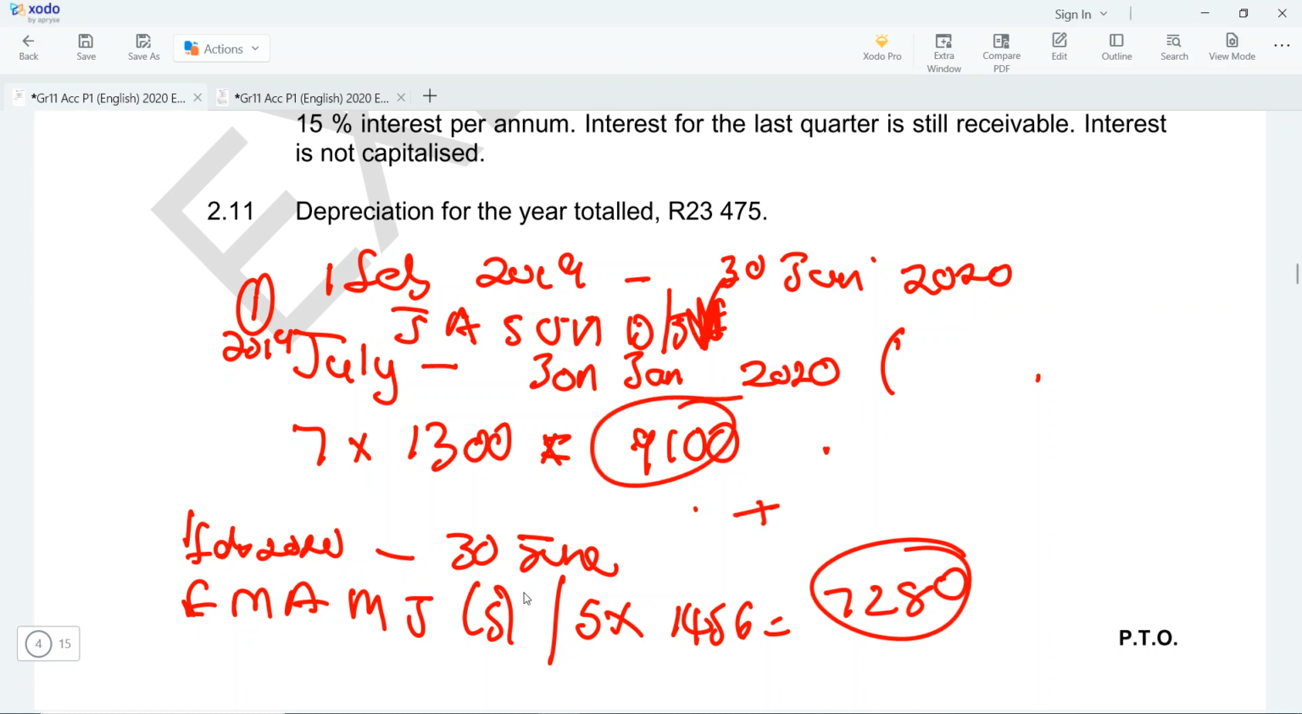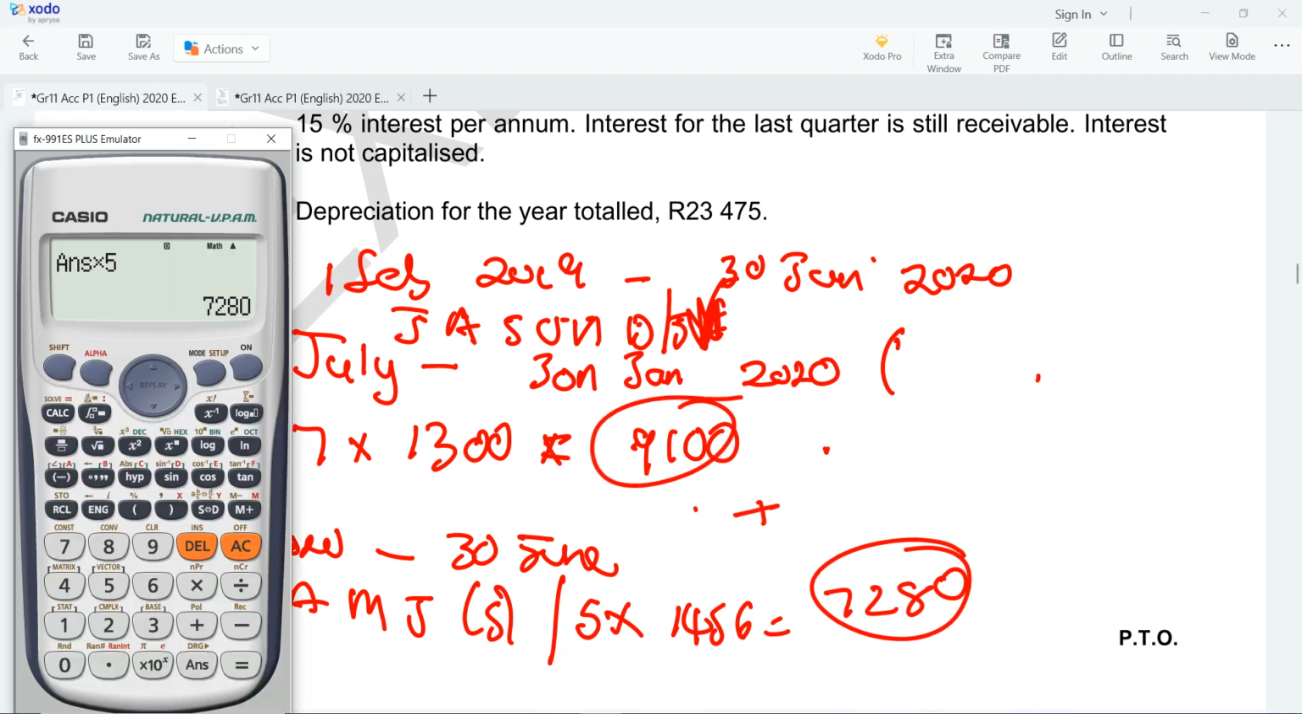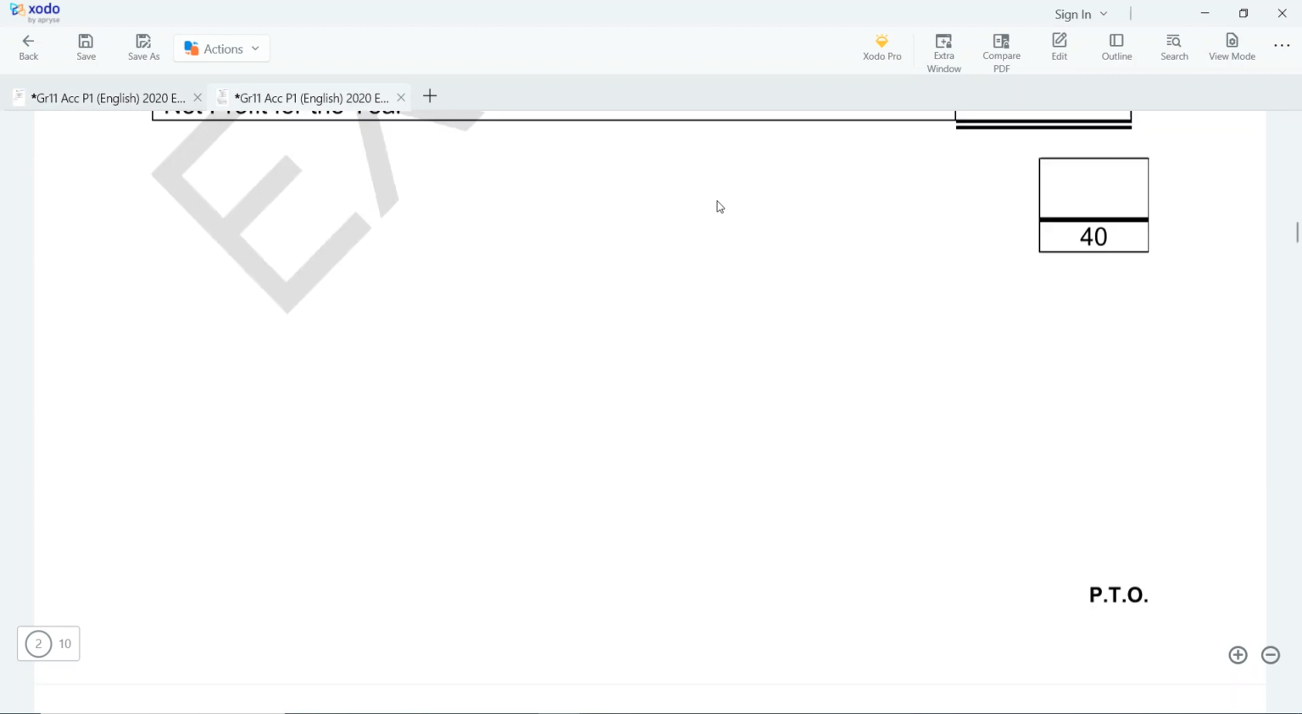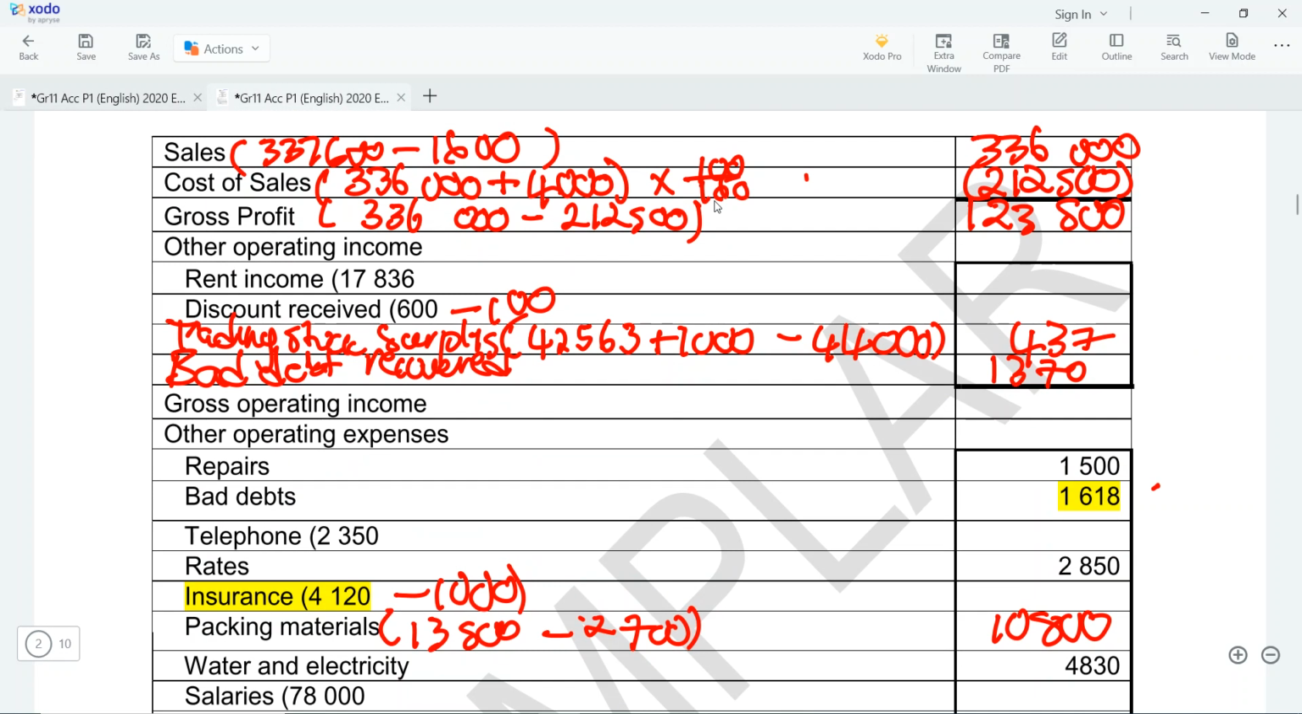So if we check 9,100 plus 7,208, we were supposed to get 16,380. You must show your calculation somewhere. We were supposed to get 16,380 as our rent income here. Okay, so we were supposed to have 16,380. So you can see that something was received in advance. This is more than what we were supposed to receive.